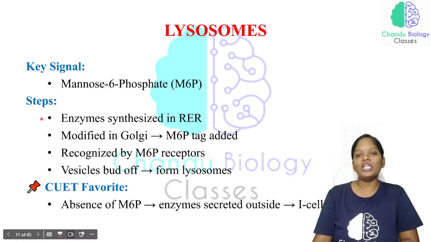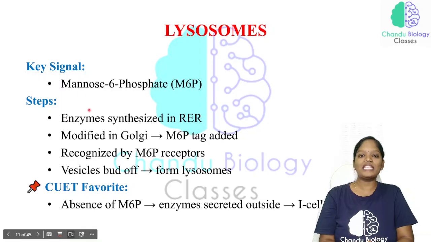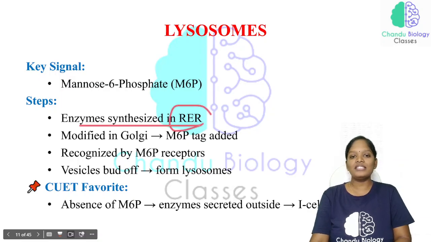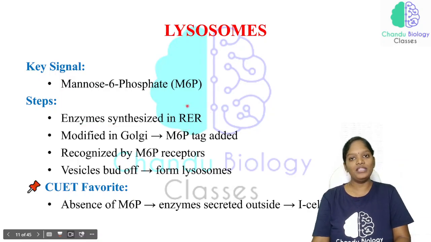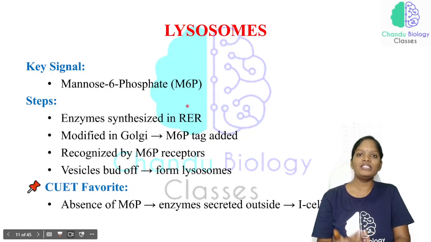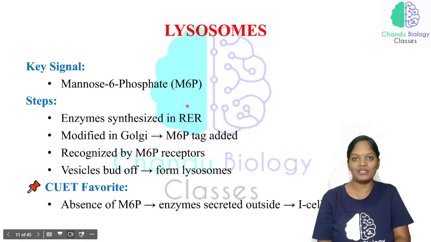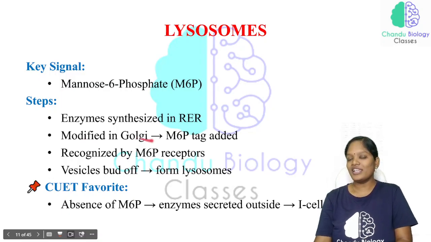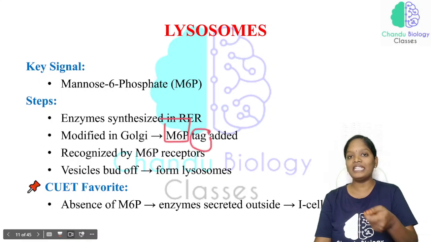And what are all the steps? Before the enzyme goes to the lysosome, what are the steps that happen before that? See, the enzyme is synthesized in the rough endoplasmic reticulum. No doubt in that. Everybody accepts that protein is synthesized and folded properly in the rough endoplasmic reticulum. Enzymes are proteins. Now modified in Golgi, which means what? They add the mannose 6-phosphate. This is like a tag.